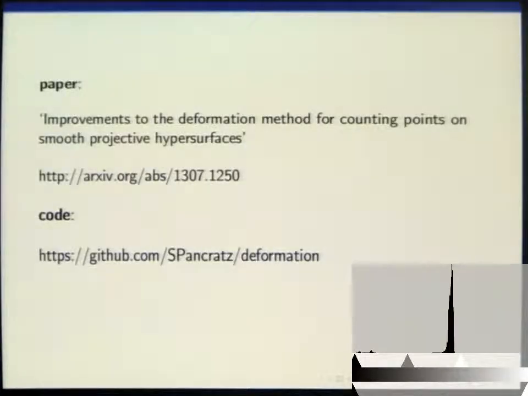Okay, so the paper about this, with the combination of all the best tricks and all the best bounds, you can find on arXiv at that link, and the code you can find on Sebastian's GitHub account. It's in the repository which is called Deformation. He's got lots of different repositories, but there you can also take a look at his p-adic, his q-adic code.